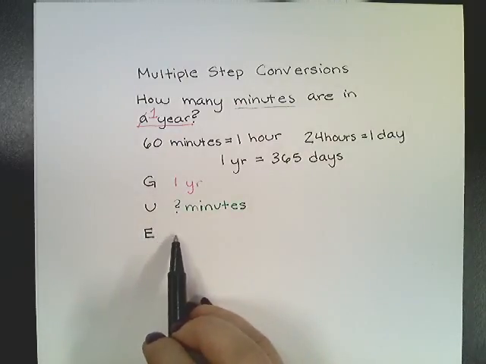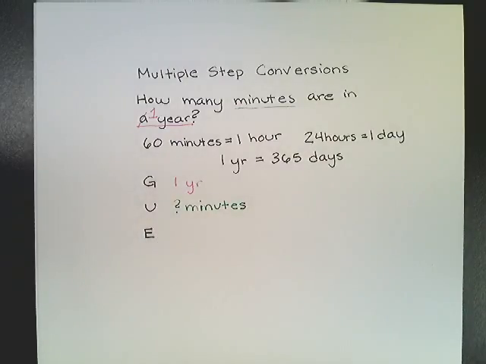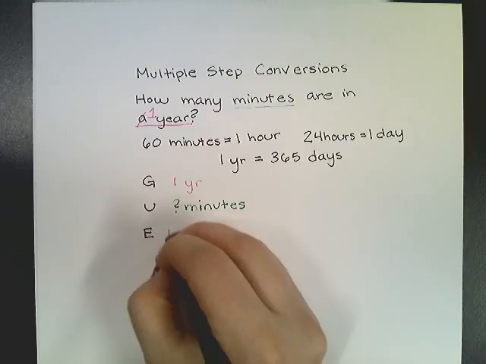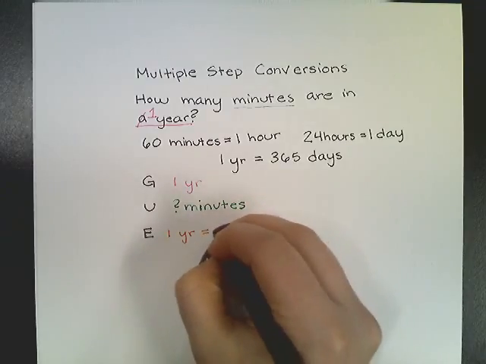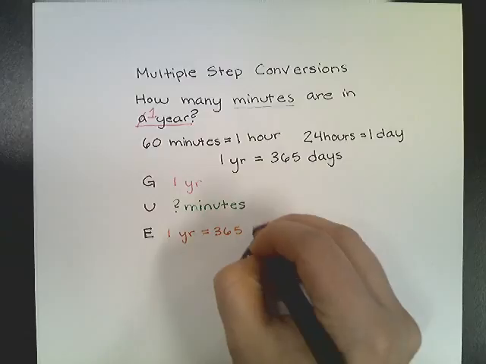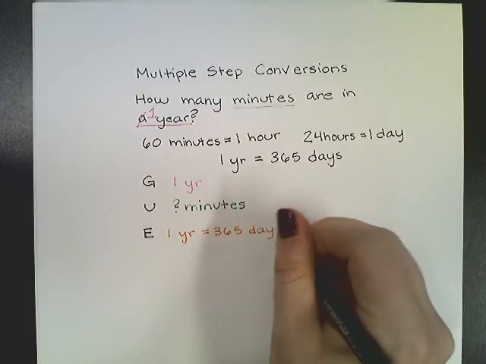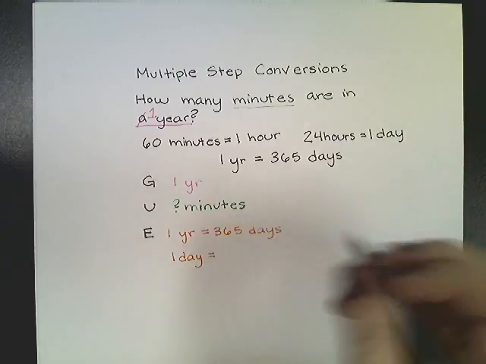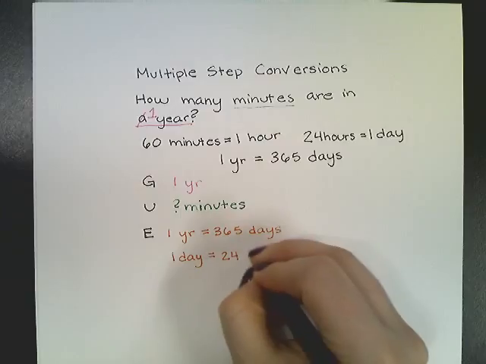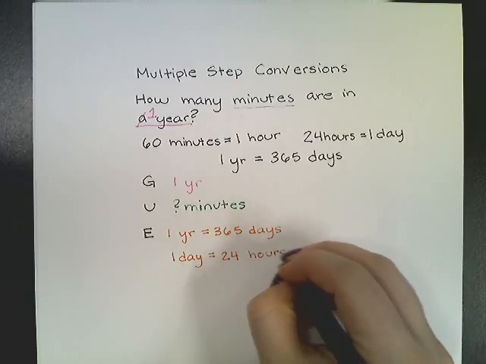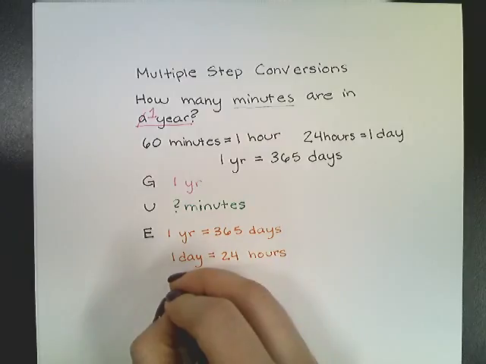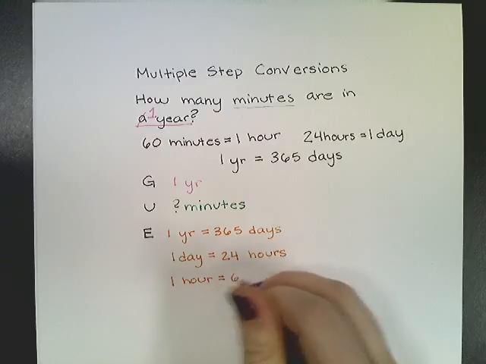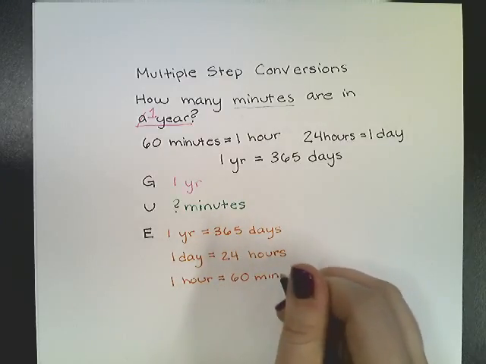My E will be all of my conversion factors. I have 3 different conversion factors. I know that 1 year equals 365 days. I also know that 1 day is the same as or equals 24 hours. And I know that 1 hour equals 60 minutes.